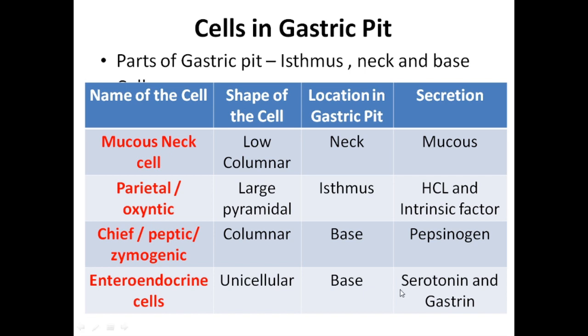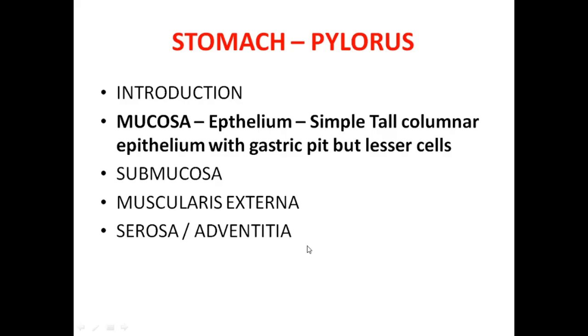So in order to describe the histology of the fundus and the body of the stomach, we need to write about the mucosa. In the mucosa, the epithelium and the gastric pit, the cells in the gastric pit, and then we need to write about the submucosa, muscularis externa, and serosa. This is how you can describe the histology of the stomach.